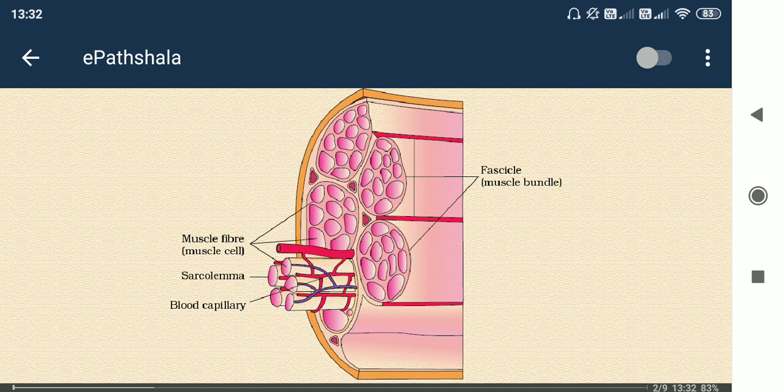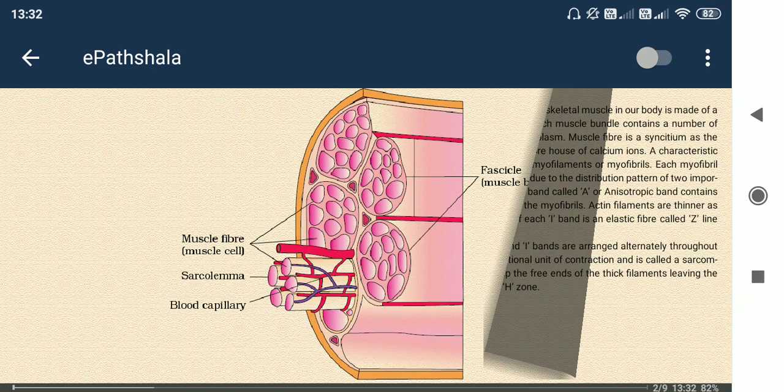Okay, so blood capillary is written there, but blood capillary is showing here. So fascicles or muscle bundle means many muscle fibers are attached or conjugated as a bunch, so that is the muscle bundle, known as fascicle. Okay, so inside the fascicle many muscle fibers are there. So the next one.